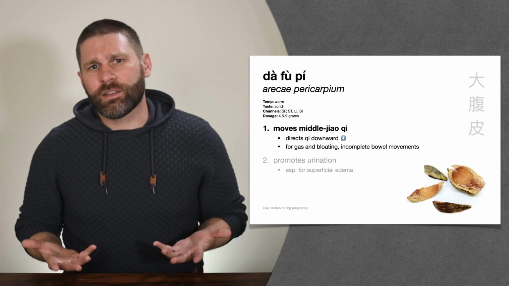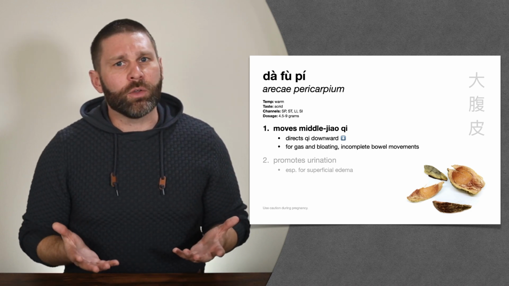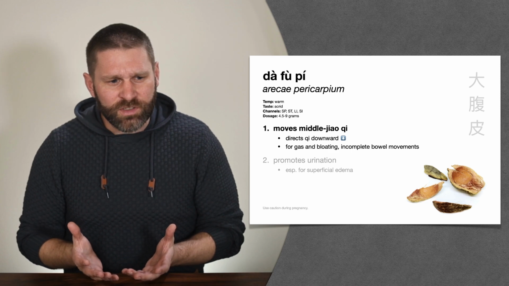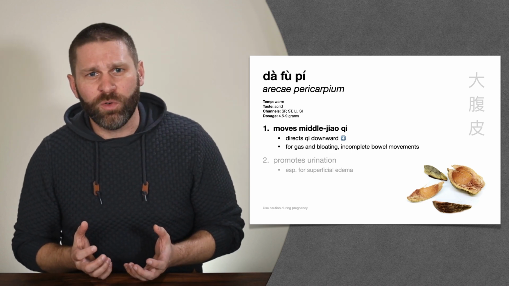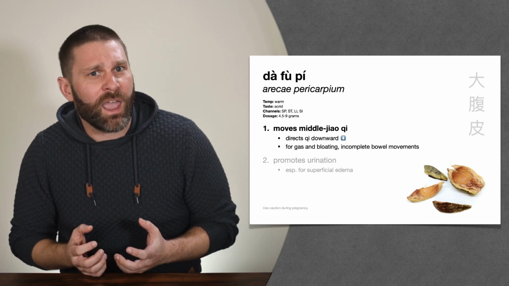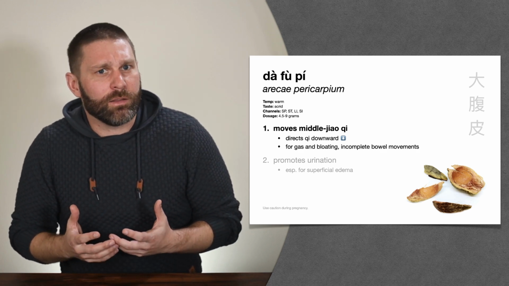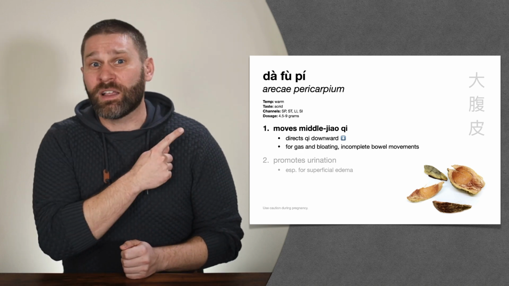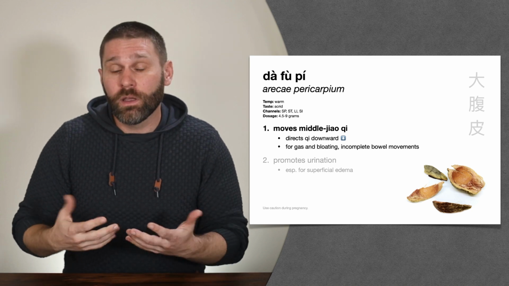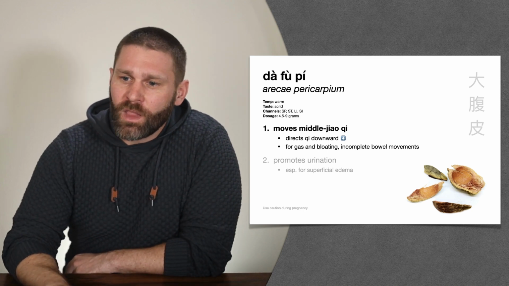And so this is a thing that sometimes we ask our patients when we go through the 10 questions and talk about stool. Sometimes people will say they have incomplete bowel movements, as in they go to the bathroom, but it feels like not everything came out, like there's still something in there and they just can't get it out. So we might use something like Da Fu Pi to create downward movement in that situation.